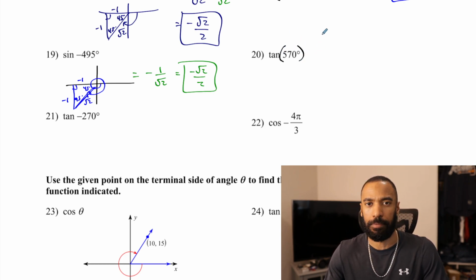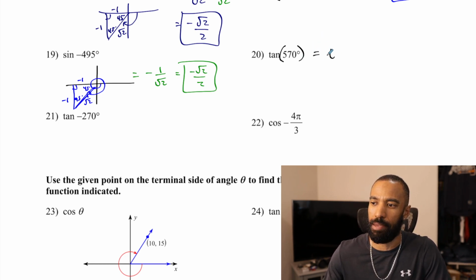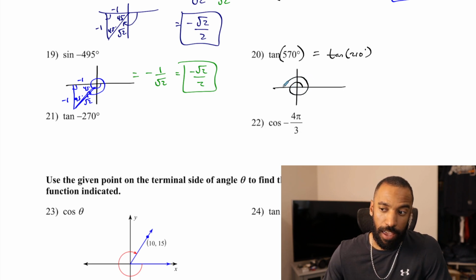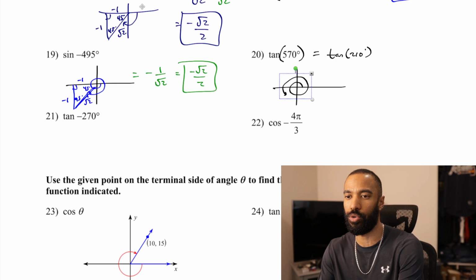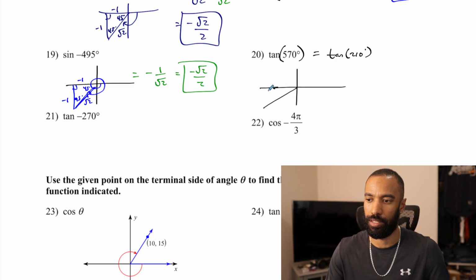Now 570 is a 360 plus a 210. So just to let you know, it's the same as tangent of 210 because that's coterminal with it. If you need to draw that out, that's a full 360 plus another 180 is 540 plus another 30 is 570. So 210 degrees is 30 degrees down from 180. Should have probably drawn it more that way. Once again in the third quadrant.